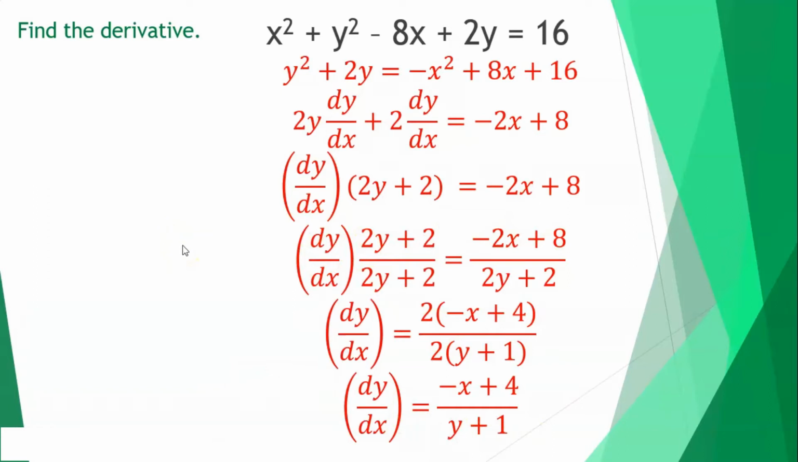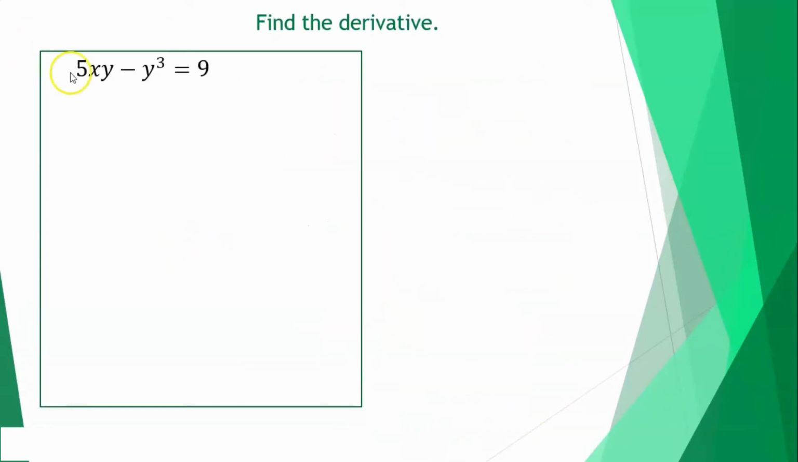Okay, another example. Now find the derivative of 5xy minus y cubed is equal to 9. Take note here, for 5xy we can make use of the product rule. What is the derivative of 5xy? That would be 5x, then the derivative of y is 1 dy/dx, plus you copy y, then the derivative of 5x, that would be 5. Then minus the derivative of y cubed, that's 3y squared dy/dx, and the derivative of 9 is 0.